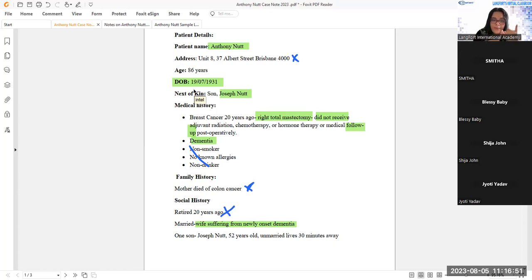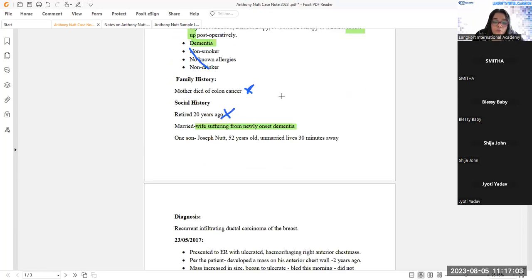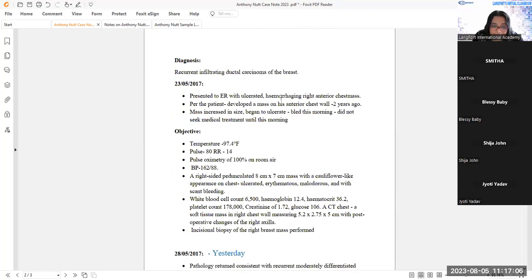Okay, we have taken the patient's name, date of birth, son's name, and from history: right mastectomy 20 years ago with no follow-up treatment, dementia, then the wife has newly onset dementia. These are the things that we have taken. Let's move on to the things that happened on the 23rd.